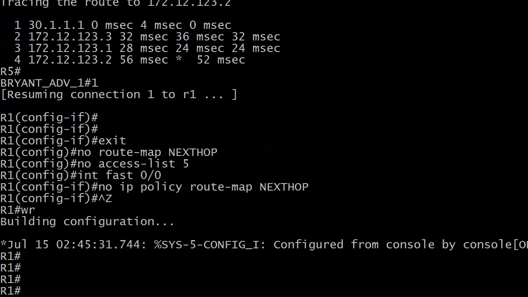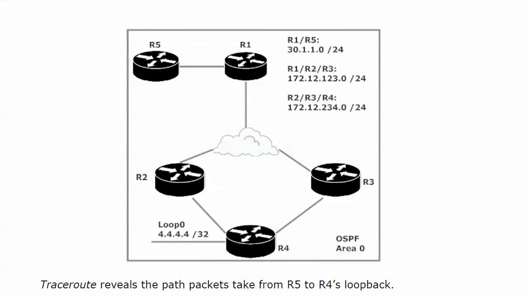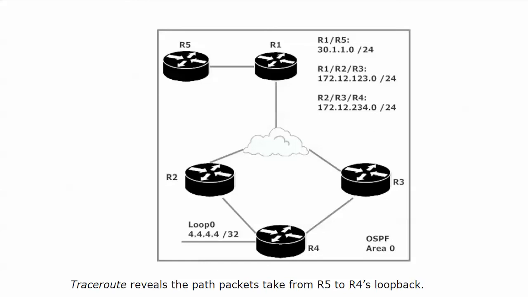Let's go back to the diagram and take a look at the more detailed policy routing we want to do this time around. We want traffic to be policy routed on router 1 and have the next hop 172.12.123.3 if traffic is sourced from 31.1.1.5, which is router 5's Ethernet interface, and it's destined for router 4's loopback at 4.4.4.4. We want all other traffic from router 5 to take its natural path.